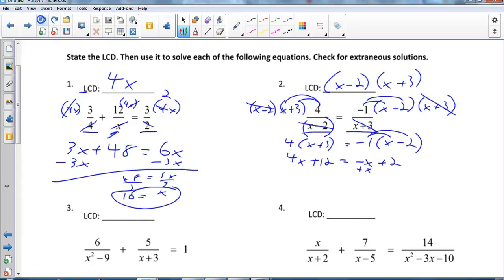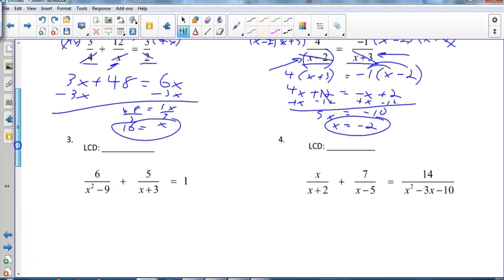I'm going to add x. I'm running out of room, so I'm going to do both steps at once. 5x equals negative 10. Divide by 5, x is negative 2. We check that. We plug it in here. Negative 2 minus 2 is negative 4. Check. Plug it in here. 3 plus negative 2 is 1. Check. Answer is x equals negative 2.